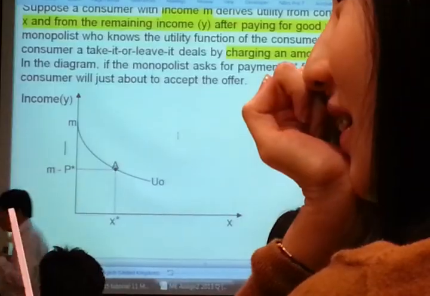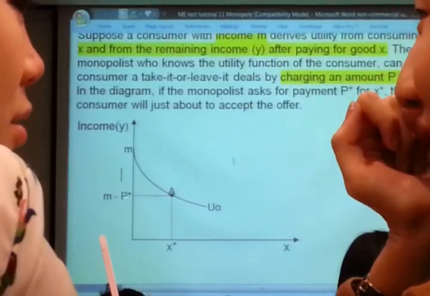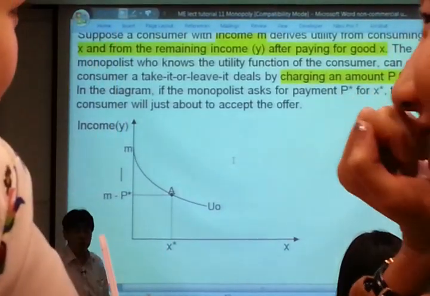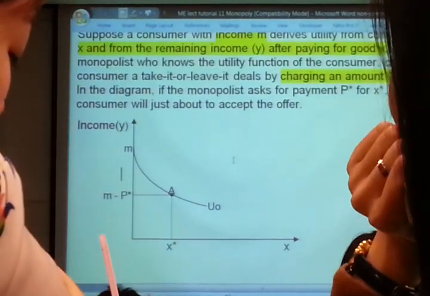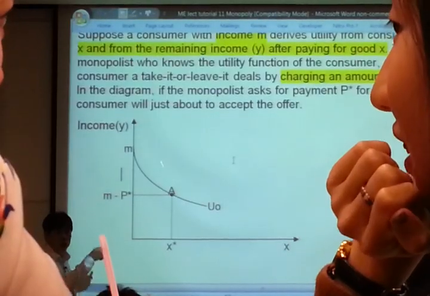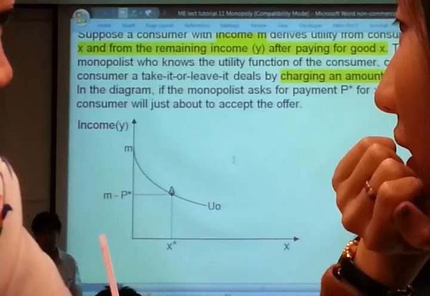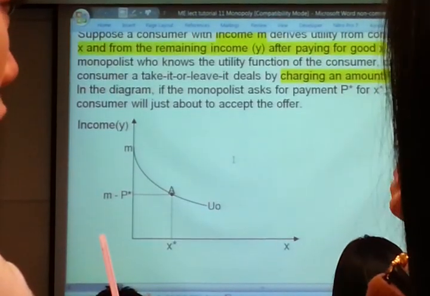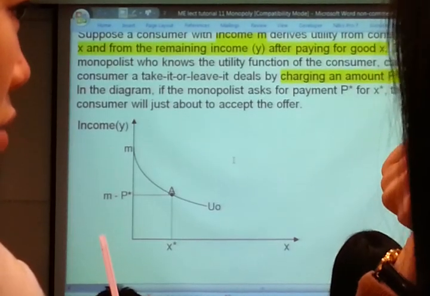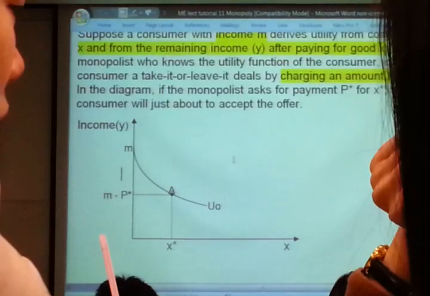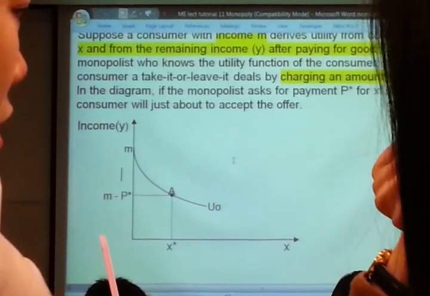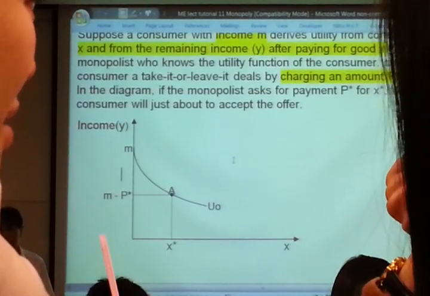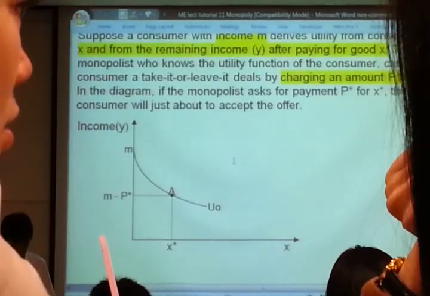So the point now is, if you charge him P star and he gets X star, he will become indifferent. Why? Because when he buys, his utility is the same as if he doesn't buy. So what's the highest price that we can charge this person? If you are the monopolist, what's the highest price you can charge him? I think I'll show you how to find the highest. Actually, this one is the highest.